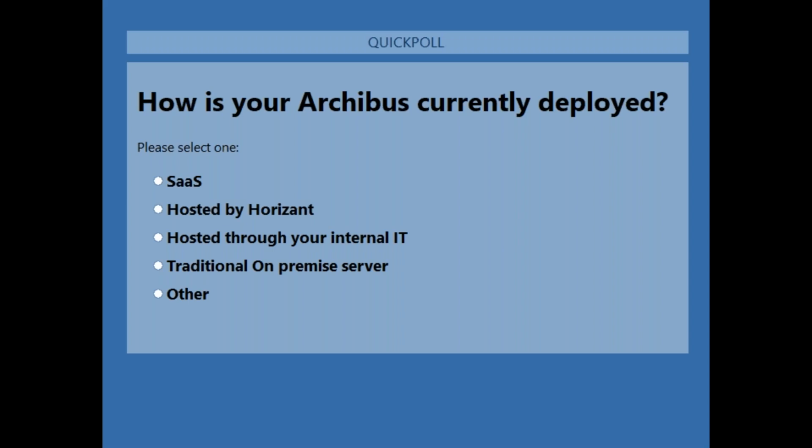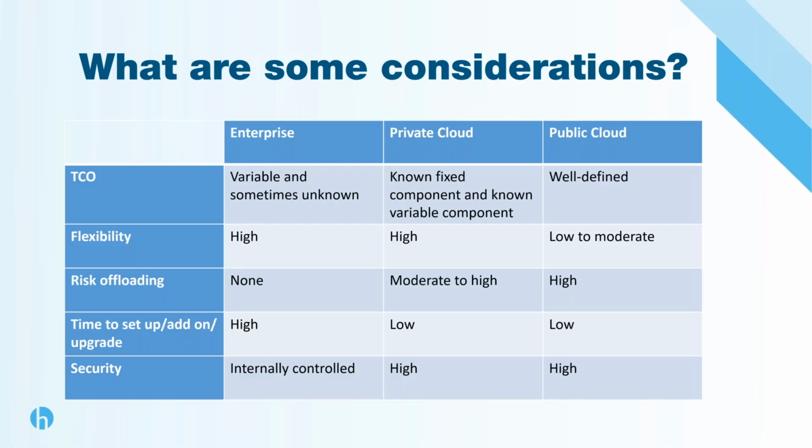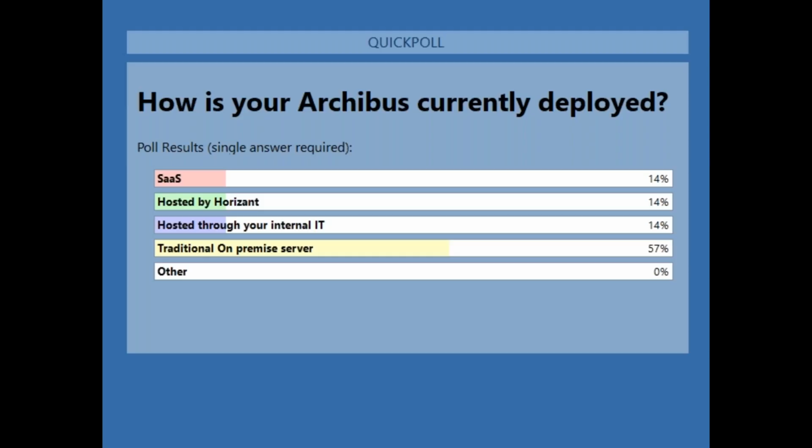Let's see, we're almost at 100% voted. So if anybody's either not paying attention or remaining, we'll give it another 10 seconds here and see. So interesting, it's pretty evenly distributed for the first three. The SaaS having the 14%, the hosted by Horizant 14%, the internally hosted is 14%, and the traditional on-premise server. So this is a great starting point for our conversation.